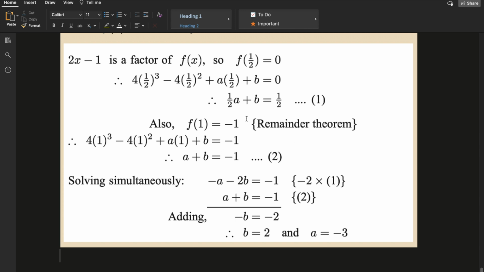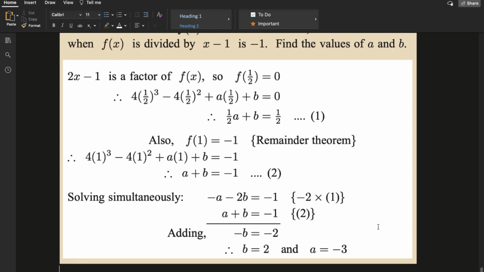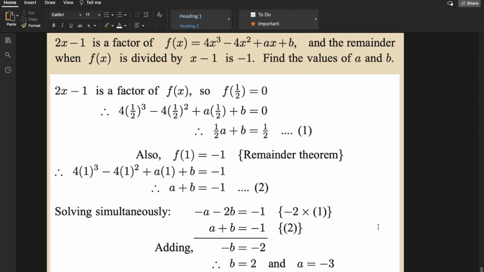Upon solving them simultaneously, we get the values of a and b. Over here, they have multiplied the first equation by 2 to make sure the coefficient of a here and the coefficient of a here remain the same. So you can cancel them out, and then they simplified, and they get b equals 2. And when you substitute this back into the equation, we get a equals minus 3. So that's how this theorem works.